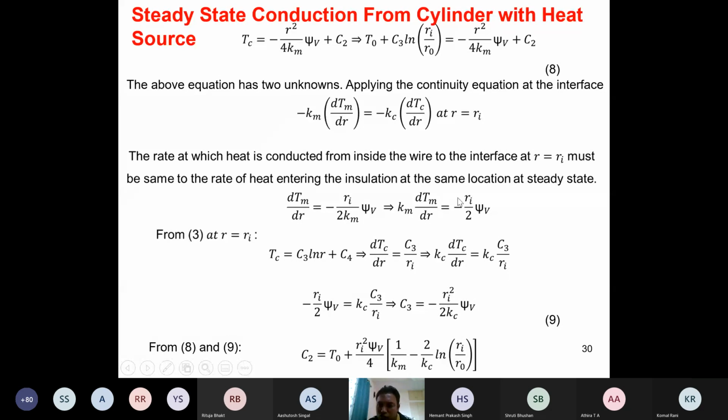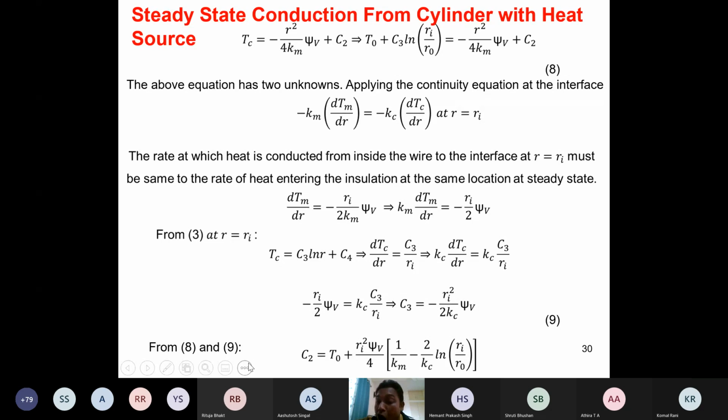And these two factors should be equated as per the continuity equation. By equating these two factors, minus ri by 2 psi v, which is nothing but Km dTm by dr at r equals ri, should be the same as Kc C3 by ri, which is nothing but Kc dTc by dr. By doing that, we directly obtain C3. So C3 comes out to be minus ri square by 2 Kc psi v. This is the constant we have now obtained.